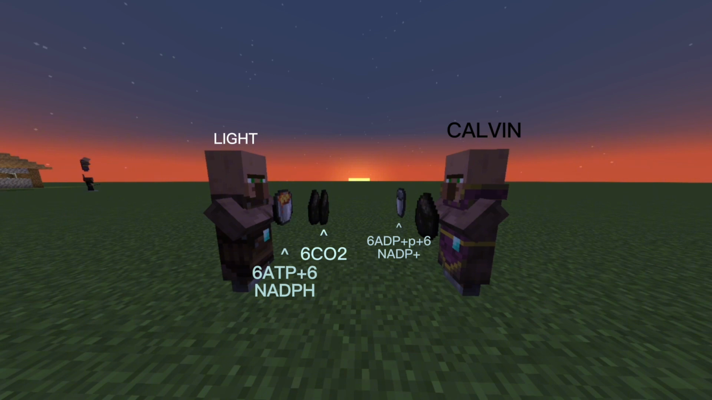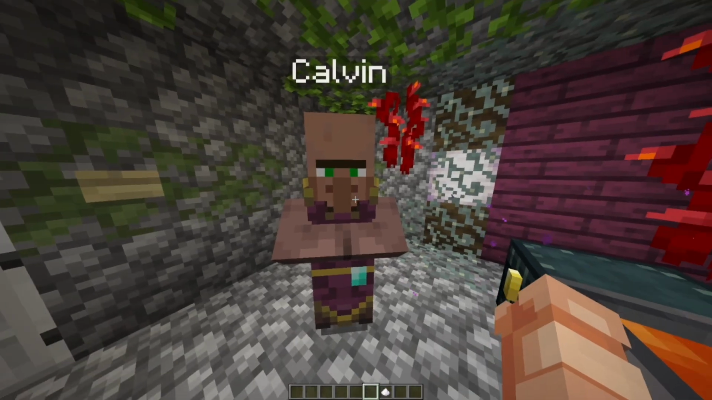After this, 6 ADP plus P and 6 NADP plus are given back and returned to Light so he can rephosphorylate them to give them energy again. In return, 2 G3P is made, which is used for glucose.